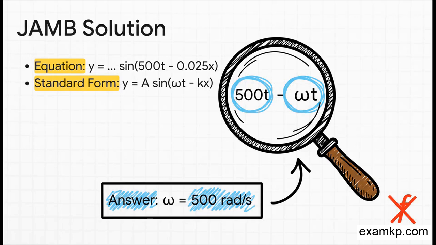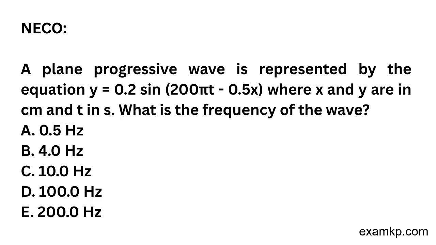Don't do that. And for our final challenge, let's take on a NECO question from 2009. Wait a minute. Does this look familiar? Of course it does. Once again, you are given the equation of a progressive wave, and this time they want the frequency. You should be seeing a pattern by now. The examiners for WAEC, JAMB, and NECO absolutely love setting this type of question. By now, you are a pro at this.